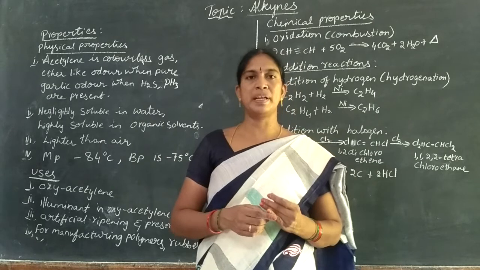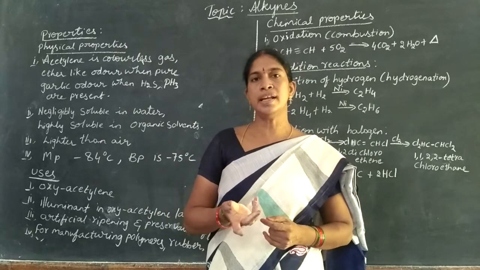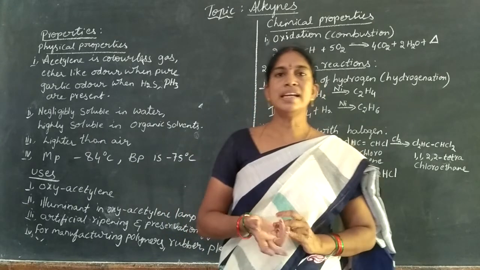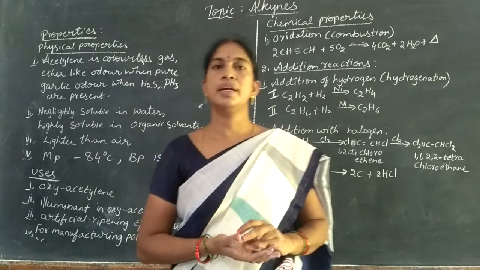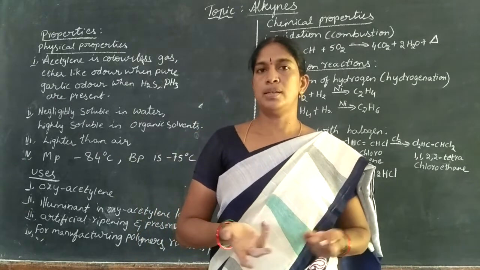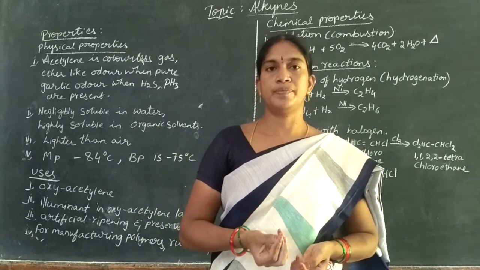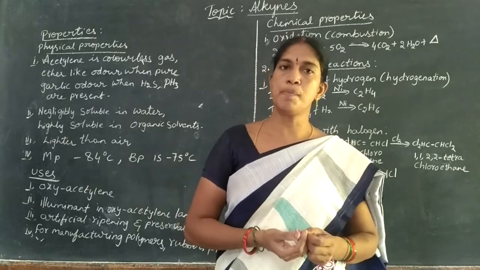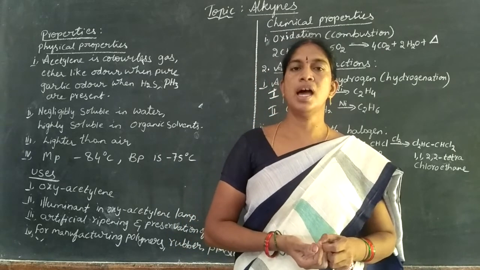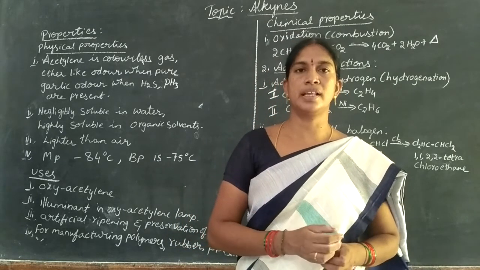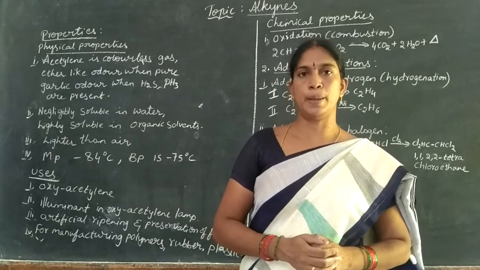Understand the physical properties? The first is the color and smell. The ethyne smell, if it is pure, will be an ether smell. And if it has impurities like phosphine or hydrogen sulfide, it will have a garlic smell.